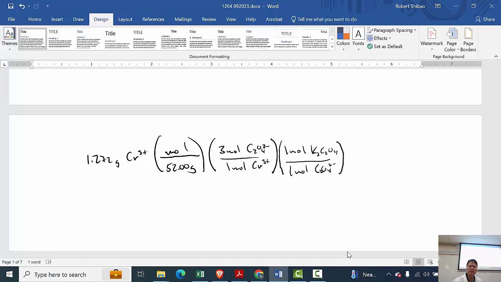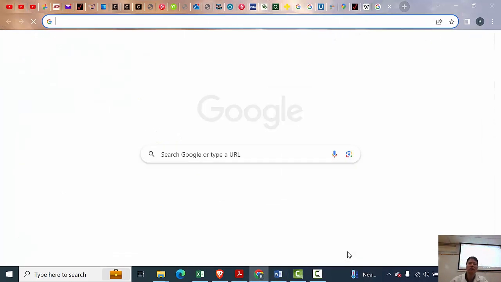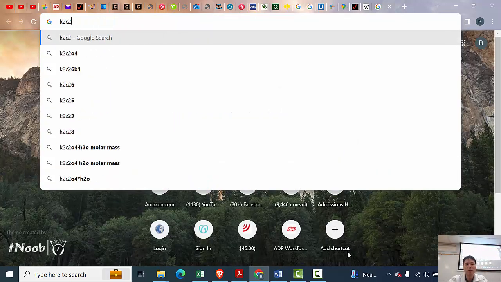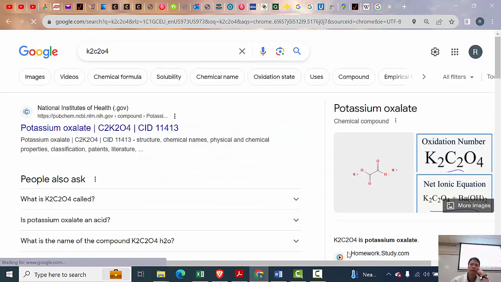Now, remind me, was the potassium oxalate anhydrous or was that a hydrate? Anhydrous. Okay, then I need the molar mass for potassium oxalate. I'm just going to look that up. K2C2O4. There is an unhydrated form.